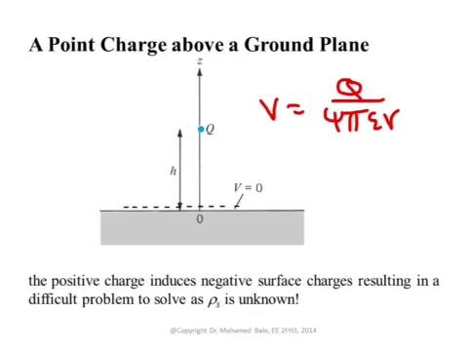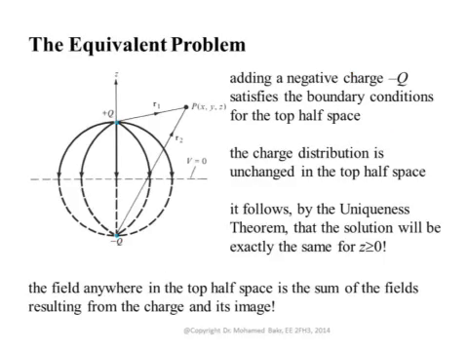And this problem actually has been solved a long time ago by scientists. The solution is simply to put a negative charge Q here at the same distance h from that plane. So this is how the equivalent problem looks. We cannot solve the original problem because we don't know the charge distribution on the surface. But we know that the potential here has to be equal to 0. It's a boundary condition. So what we did, we created this negative image charge. It's a fictitious charge. It's not a true charge. Its value is minus Q.